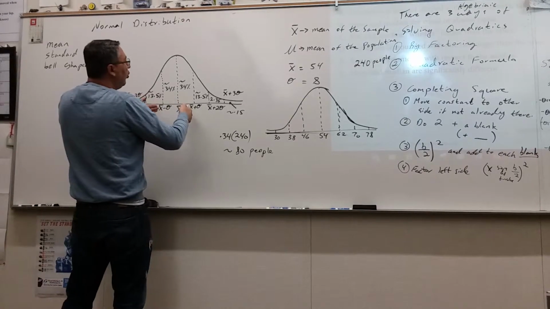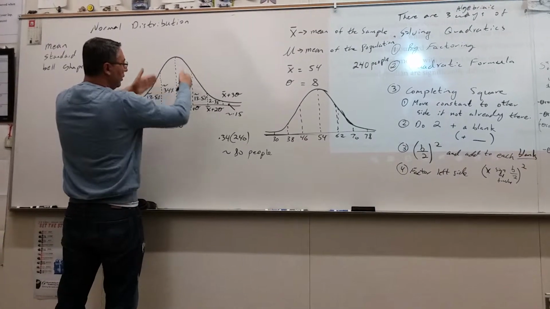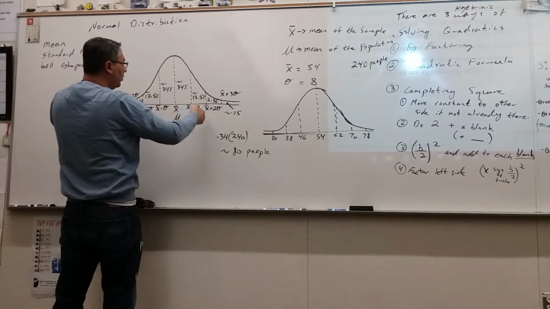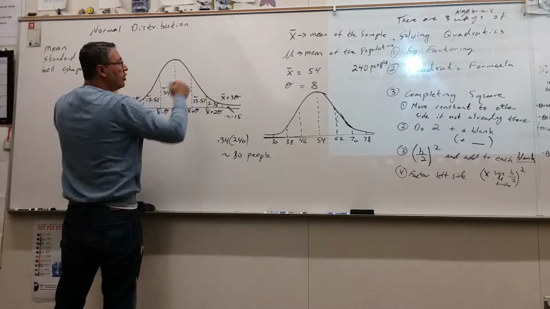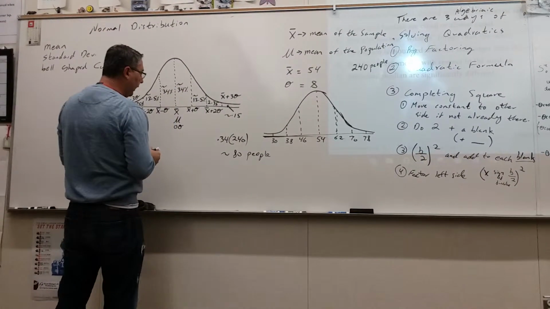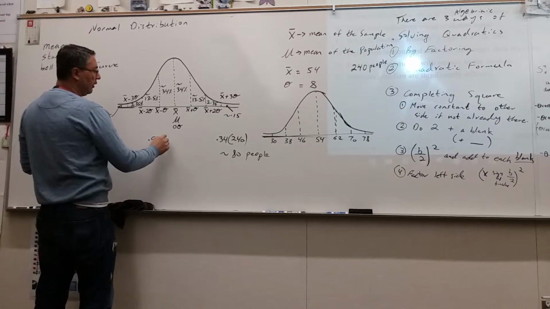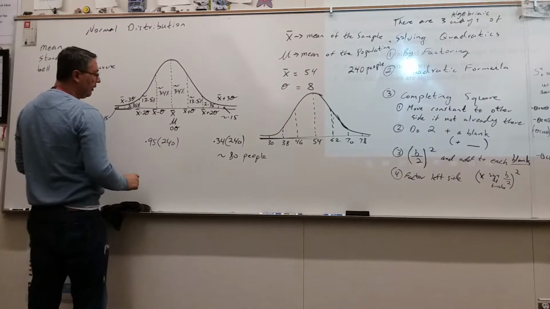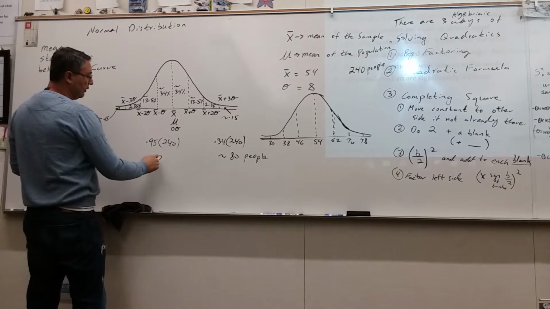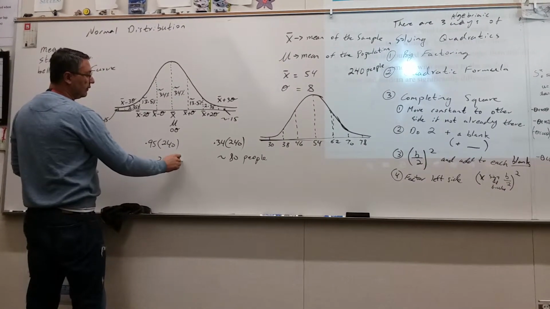How much is it within 1 standard deviation from the mean? 68. 2 standard deviations from the mean should be 95. So here what you should have done is 0.95 times 240 people, which gives us what? 228? And there you go.